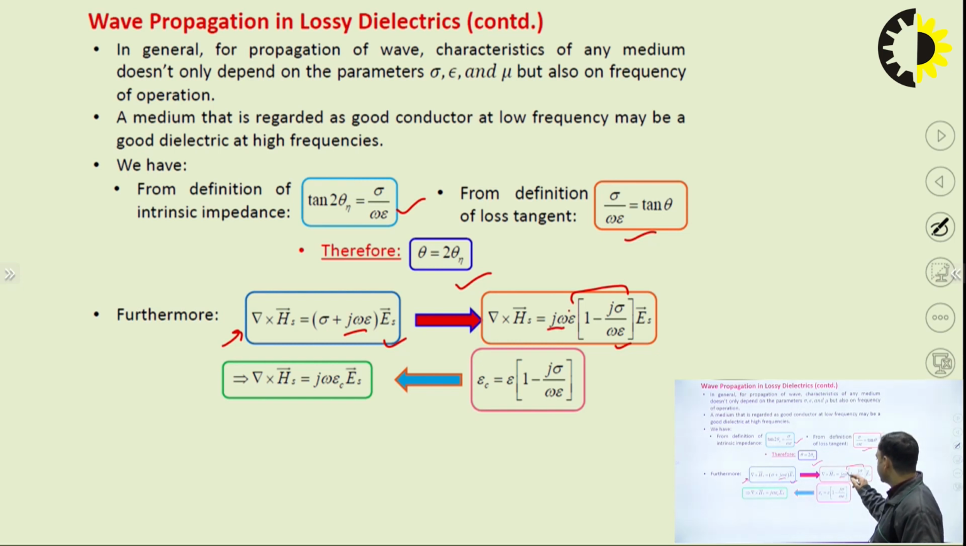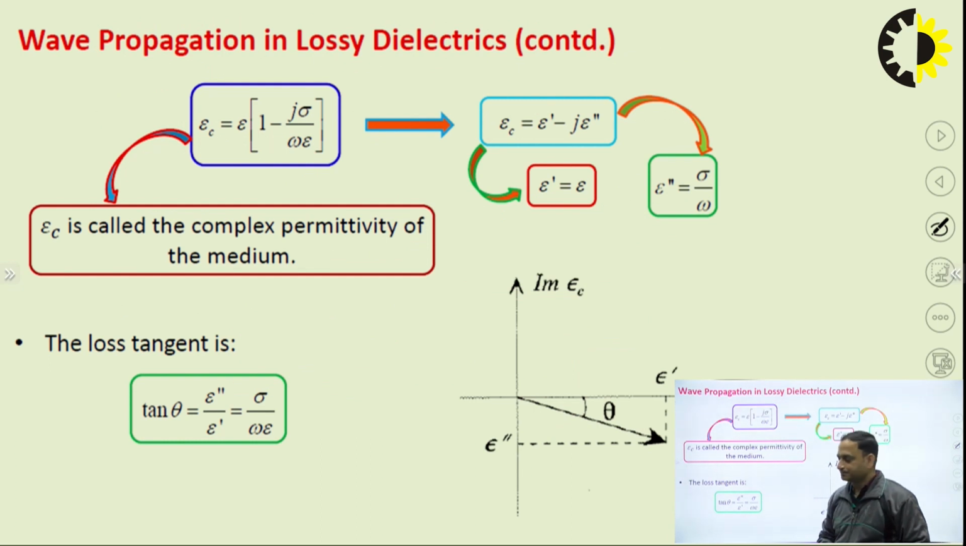So we are simply putting the j omega outside, and then the term epsilon times 1 minus j sigma upon omega epsilon can be defined as the permittivity of the medium. This is the complex permittivity epsilon c. So epsilon c is defined as epsilon into 1 minus j sigma upon omega epsilon. This is some intuition about the topic we are going through, how to write the equations about E and H.